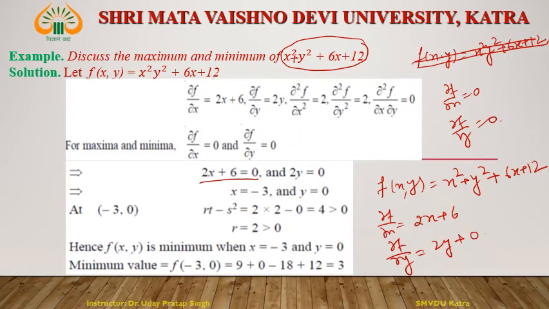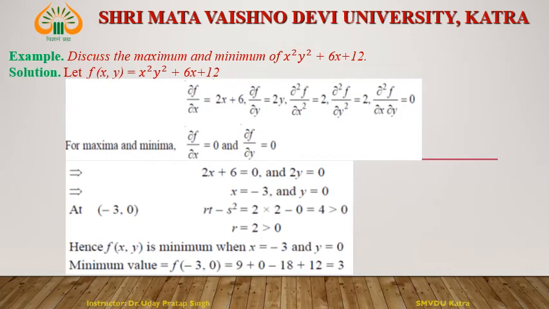Okay. Now dou f by dou x is equal to 0 and dou f by dou y is equal to 0. Then 2x plus 6 is equal to 0 and 2y is equal to 0. Solve this. x is equal to minus 3 and y is equal to 0. What is our point? Minus 3, 0. Okay. Now rt minus s square.